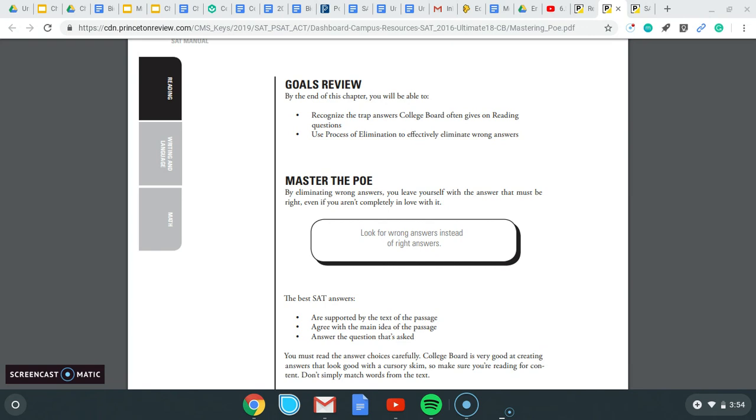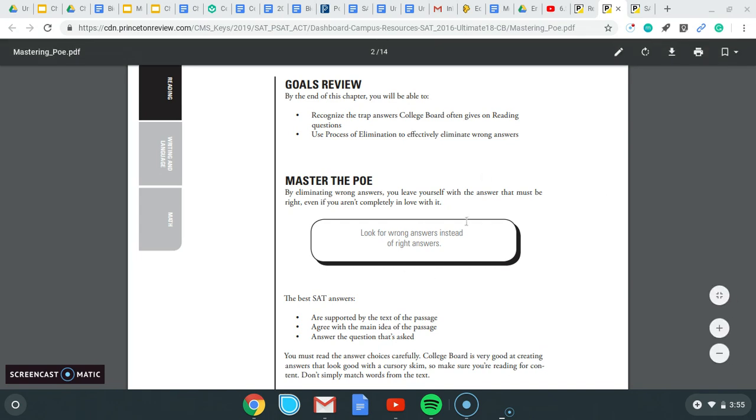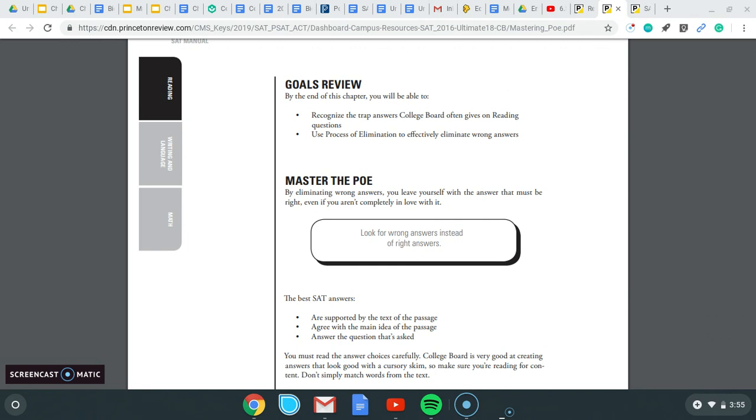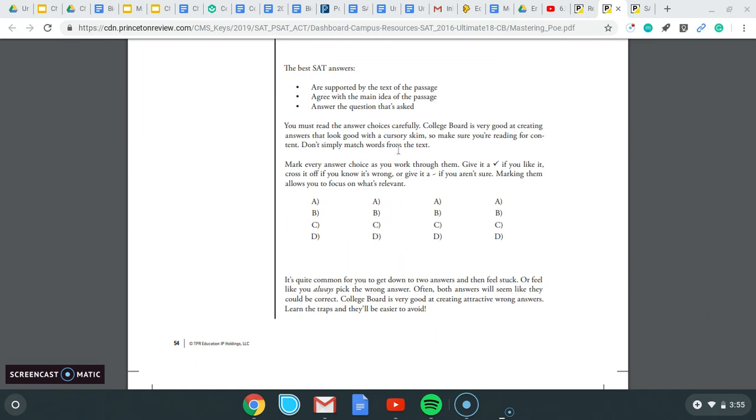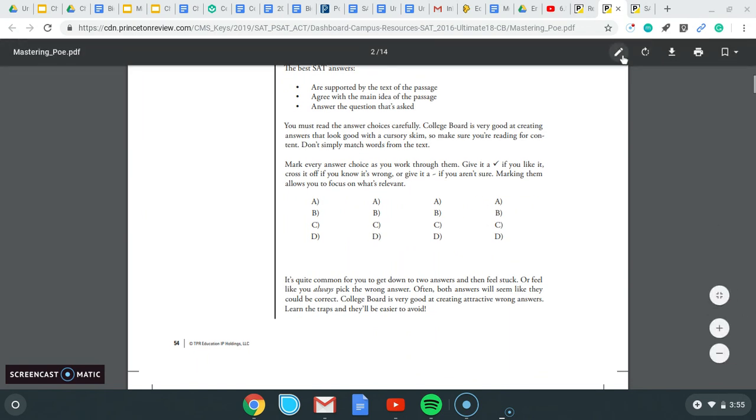So in order to master the process of elimination, you are leaving yourself with the answer that is the right answer. Even if you don't completely love it or you don't feel like it's the best answer, the right answer is what you're looking for. So instead of trying to identify the right answer, you want to identify the wrong answers, which will leave you with the right one. So when you're looking at the SAT, the best answers are supported by the text of the passage. They agree with the main idea of the passage, and they answer the question that's being asked.